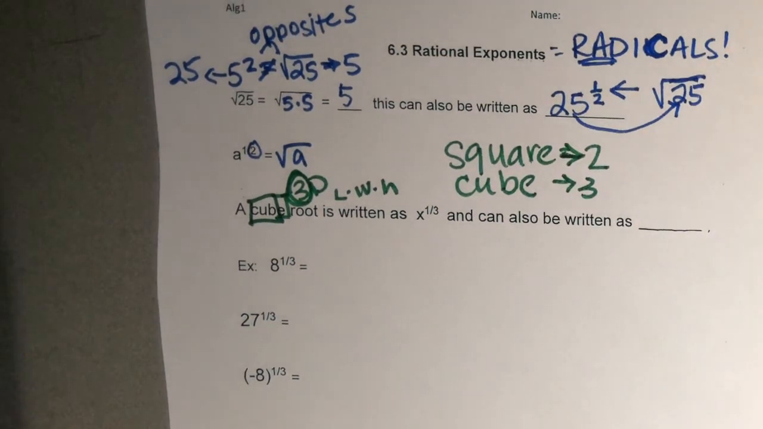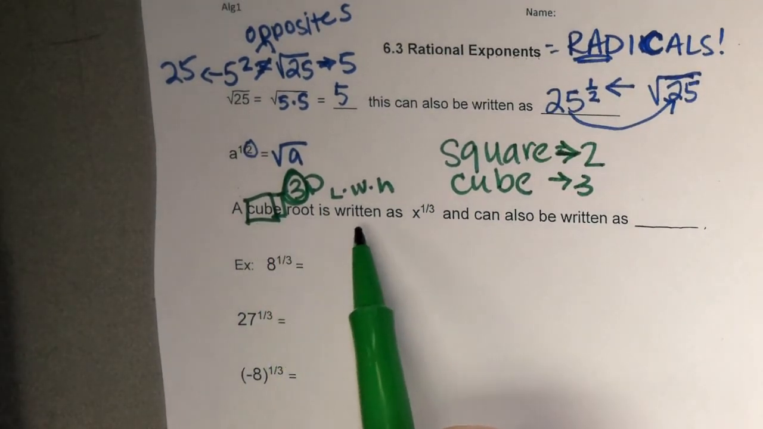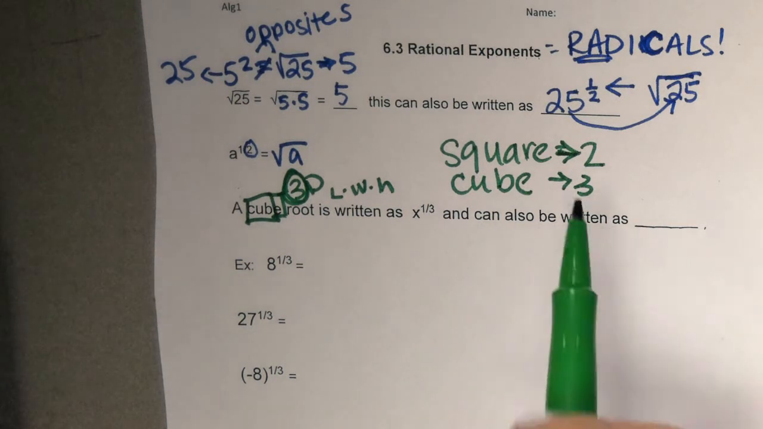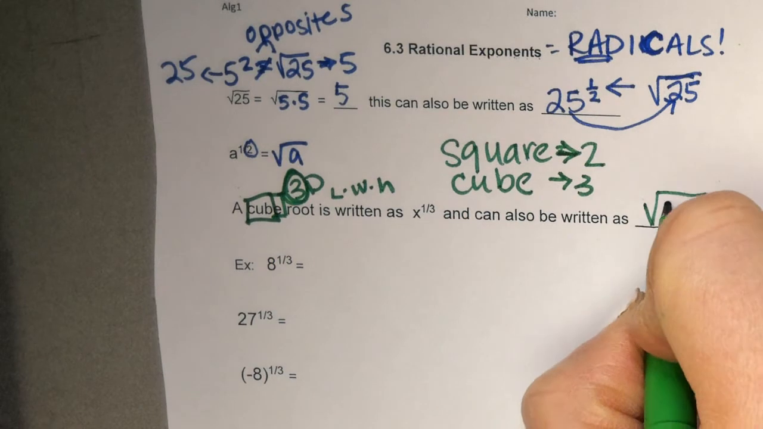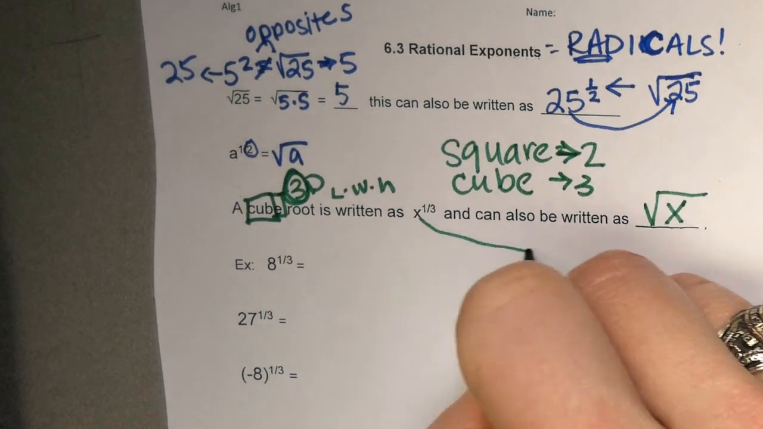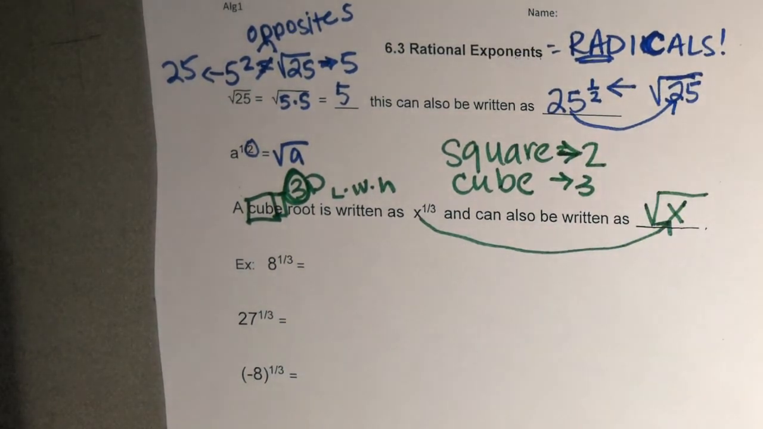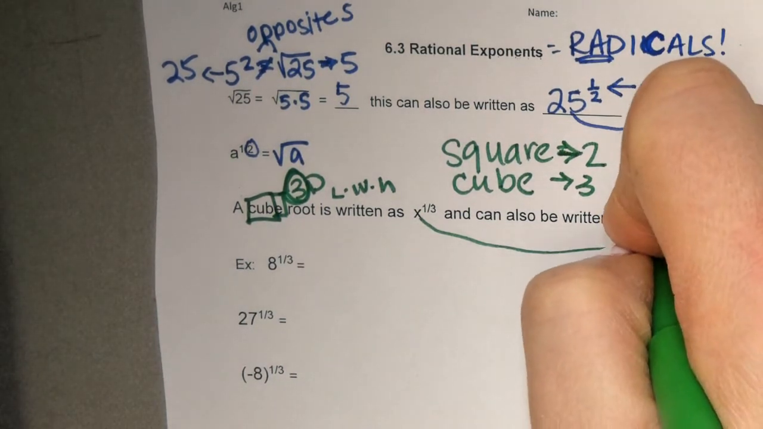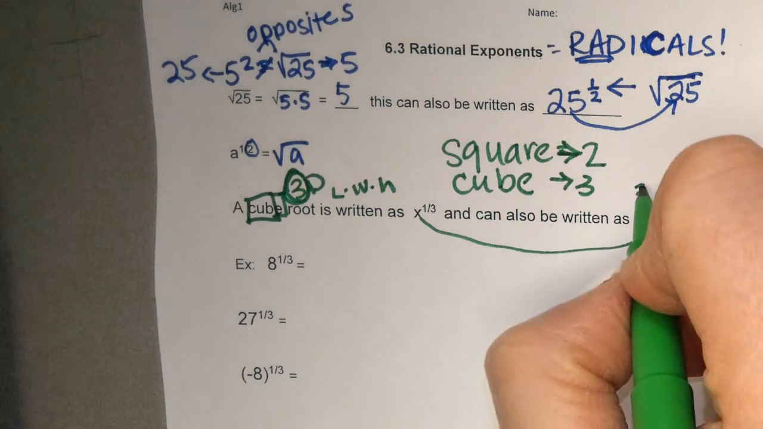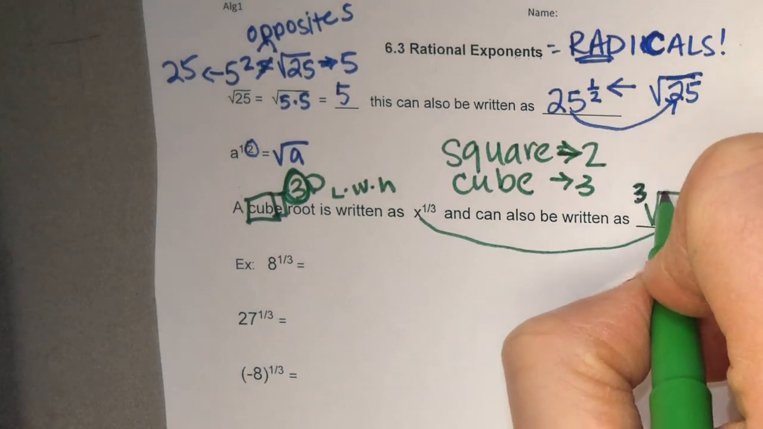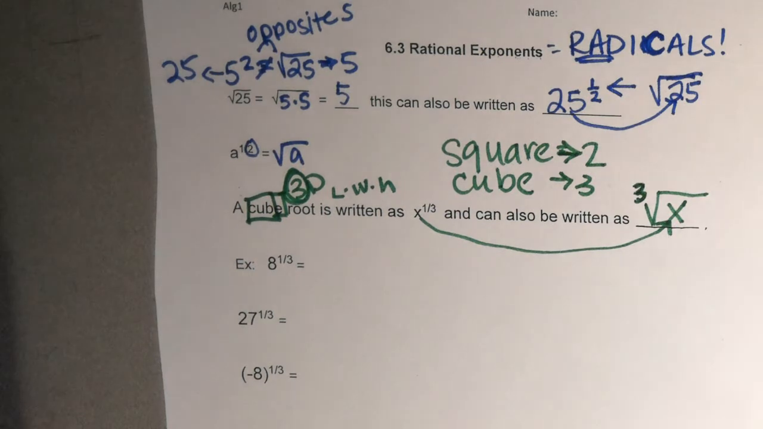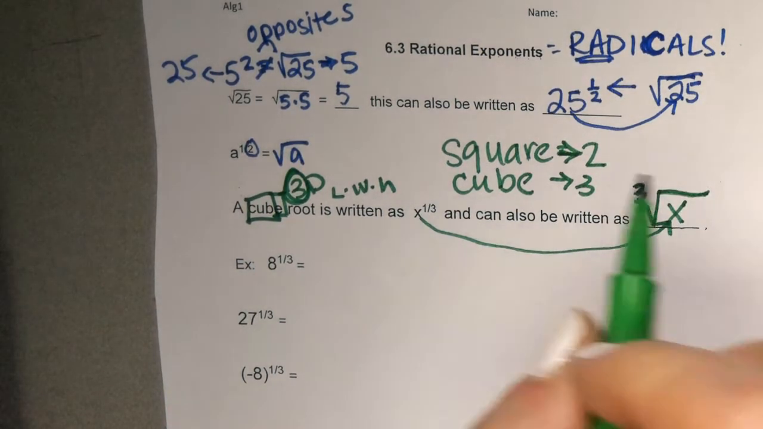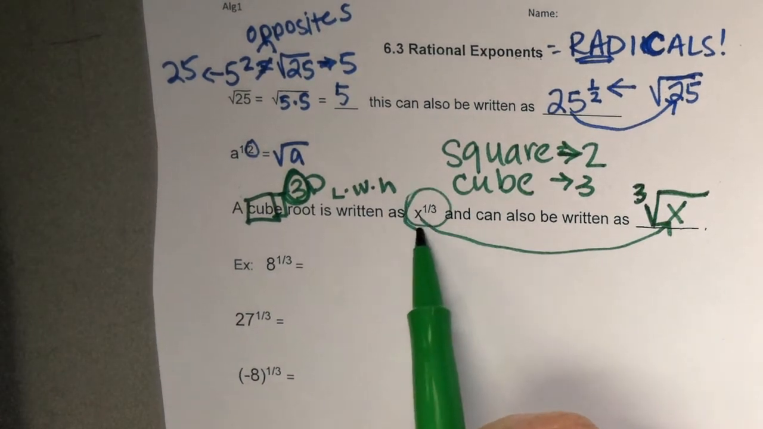Alright? So a cube root is written as x to the 1/3 and can also be written as, we're going to put our x, that's our base, so we're going to put it inside of the square root. But this isn't a square root, it is a cube root. And the way we make it a cube root is we put a 3 right here by the little check mark. Okay? So this is called a cube root. It is another way of writing x to the 1/3.